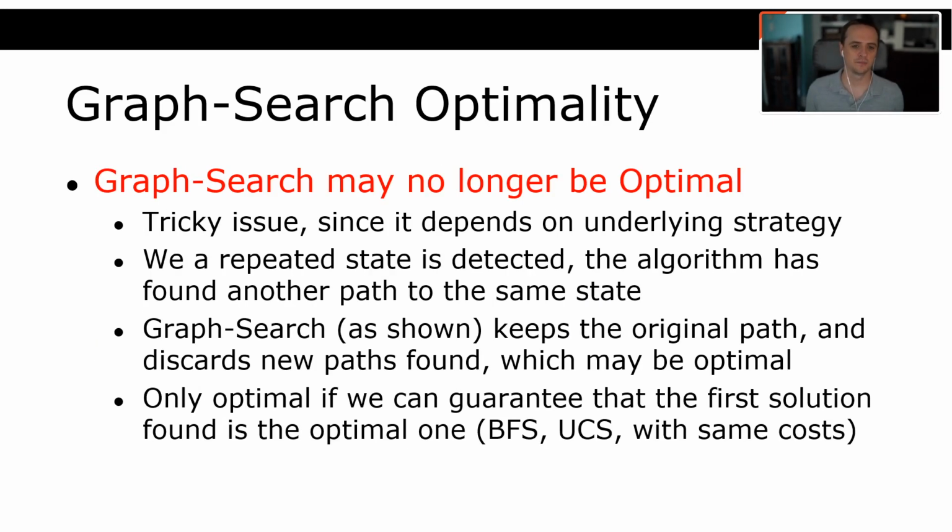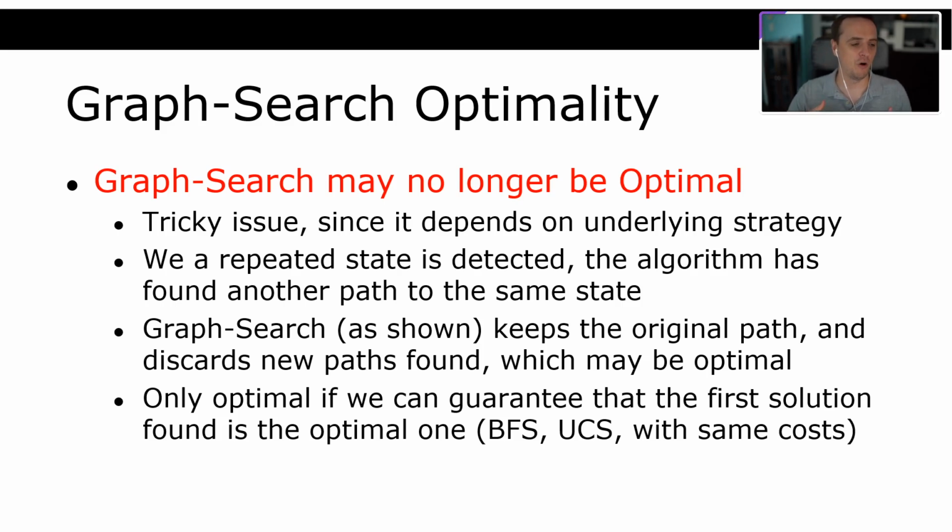But here's the thing. Graph search may no longer be optimal, okay? It's kind of tricky. It depends on each underlying strategy, so we won't go into it. But graph search keeps the original path and discards new paths as they're found, which may or may not be optimal, okay? So it's only optimal if we can guarantee that the first solution found is the optimal one.